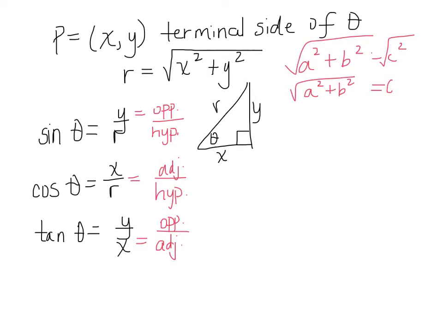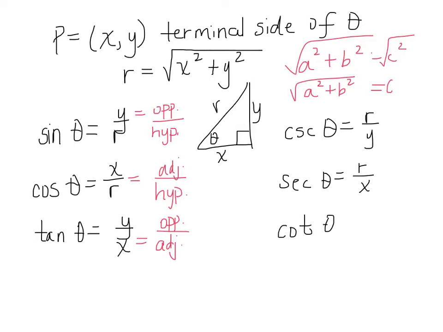And then we have our reciprocals. Cosecant, reciprocal of sine. Secant, reciprocal of cosine. Cotangent, reciprocal of tangent. Okay?